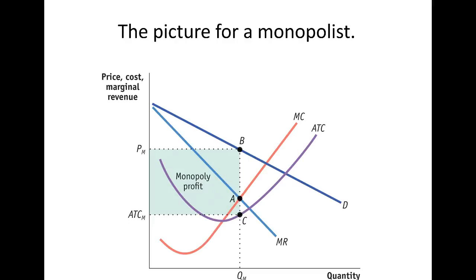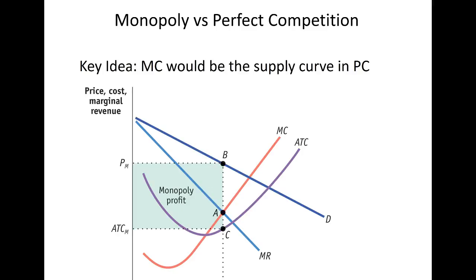So the next real question then is to really compare how this monopoly situation stacks up against perfect competition. We keep talking about perfect competition being this great thing. Why is monopoly kind of a bad thing from Econville's society perspective? So if we take a look at monopoly versus perfect competition, a key idea is to try and figure out what the supply curve would be.